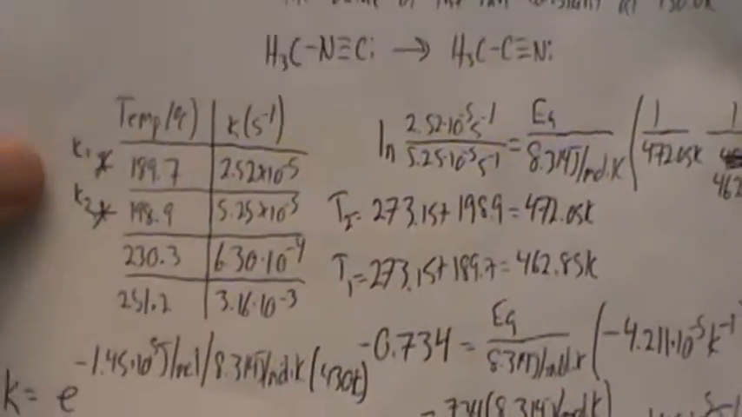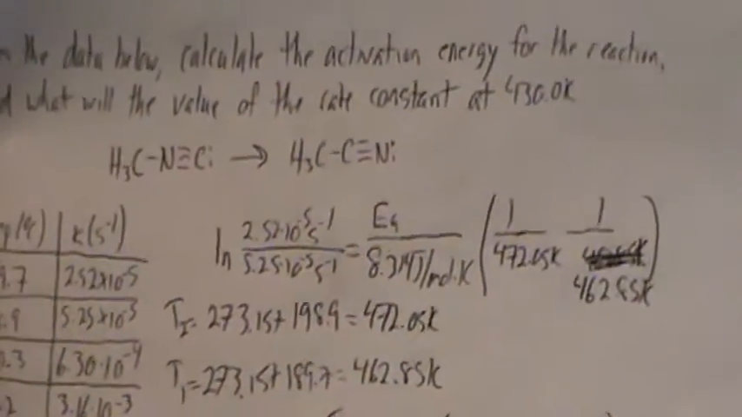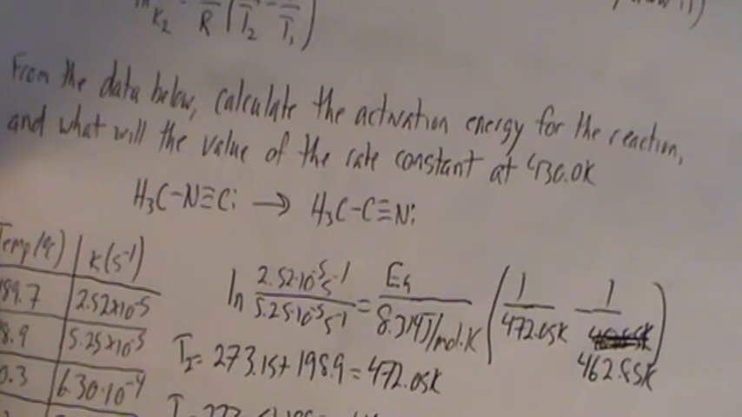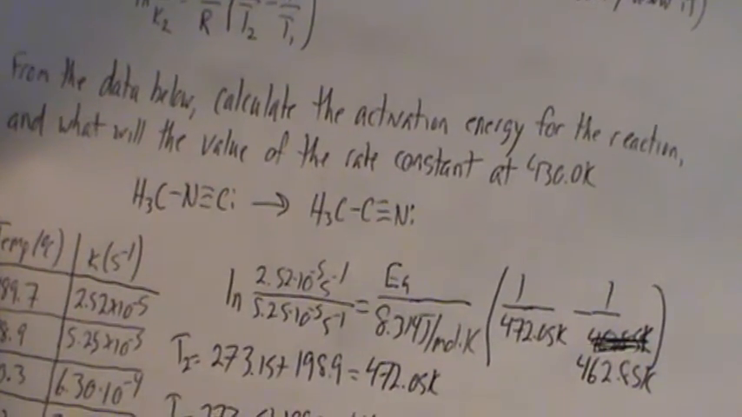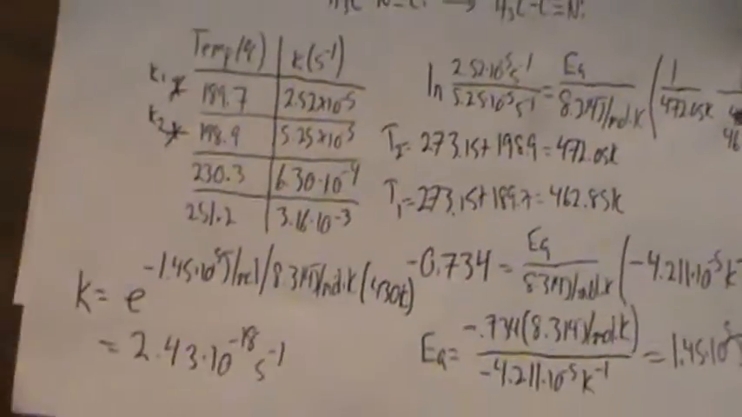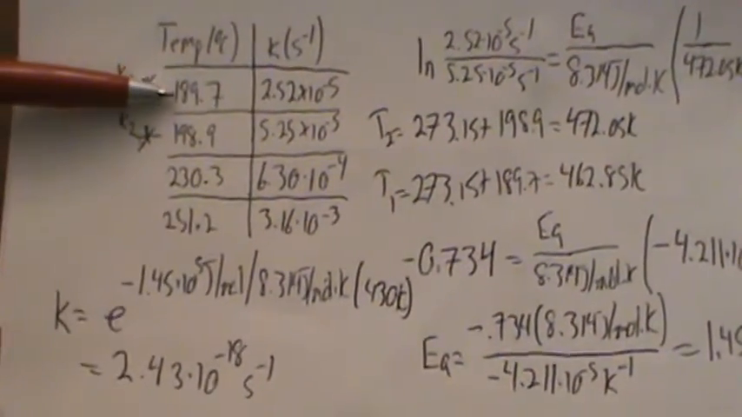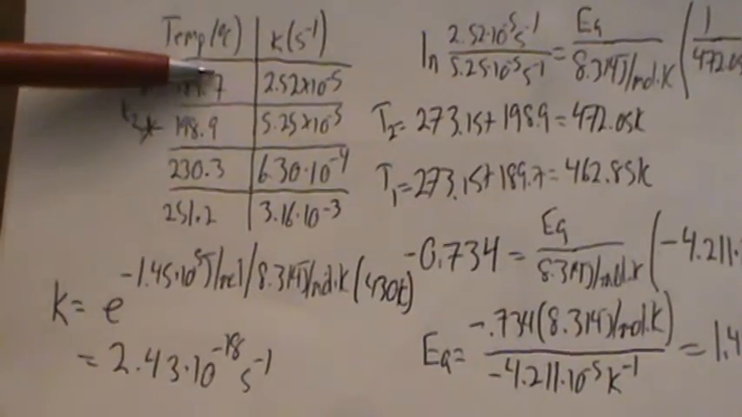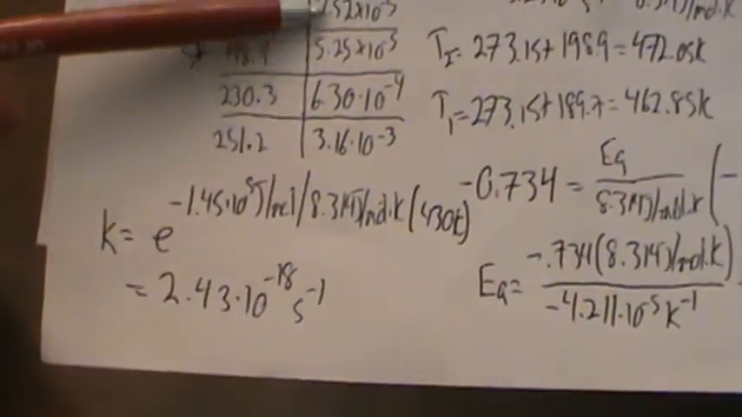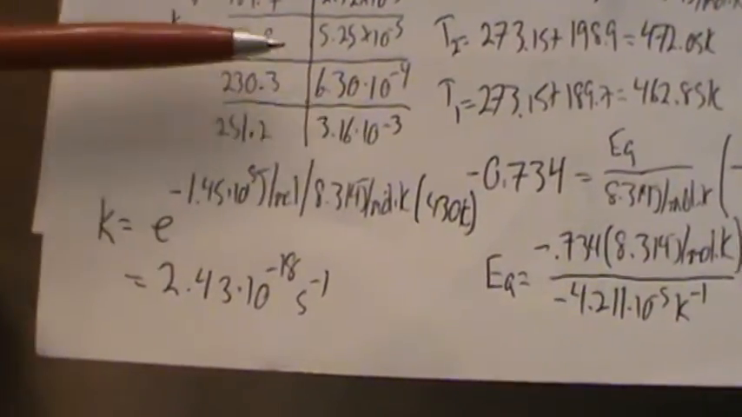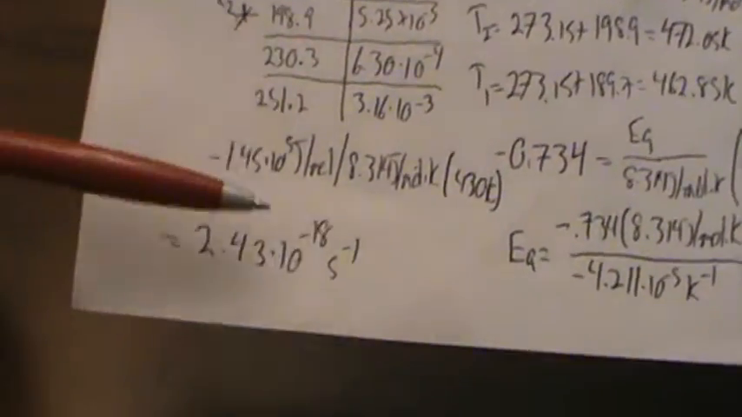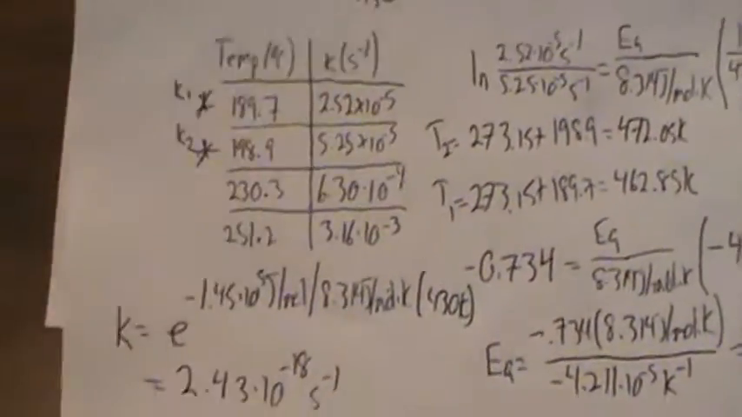Now 430 Kelvin, let's see where that's going to fall on temperature. So 430 minus 273.15, that's 156.8 degrees Celsius. And if we look, our first temperature was 189.7 and it was 2.52 times 10 to the negative 5th. And as our temperature goes up, K gets bigger. So since 430 Kelvin is a smaller temperature, the K should be smaller than what we see up here.